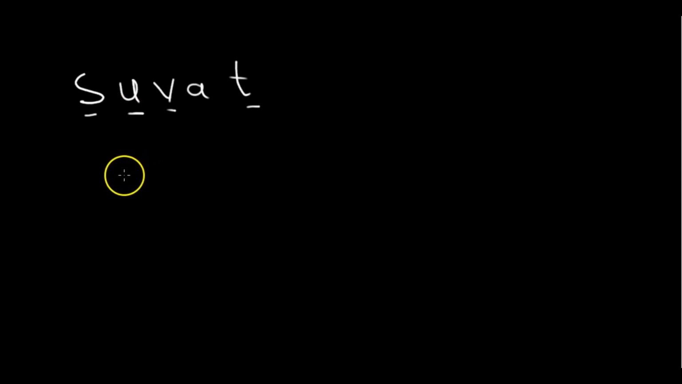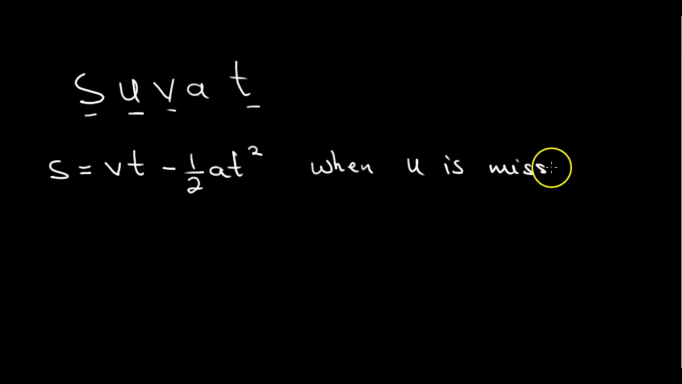Now, what if out of the 5 Suvat equations, instead of S, V, or T missing, it is U that is missing? Now you can use the equation which is not so common at this level, S equals VT minus half AT squared. Remember, when it is U, it is plus, but when it is V, it is minus. So when U is missing, we use this particular equation.